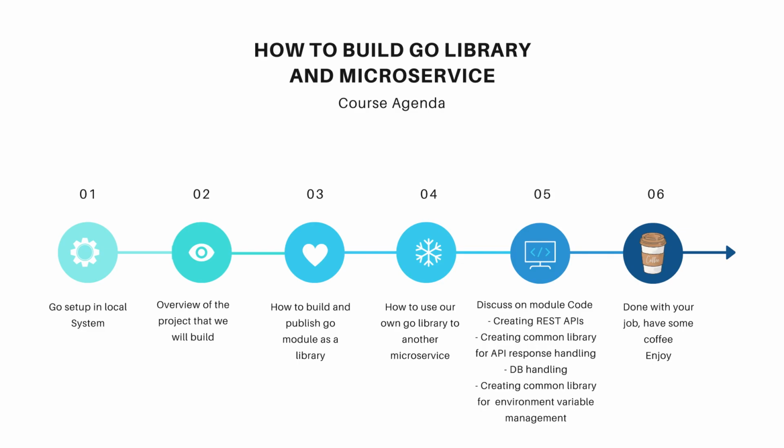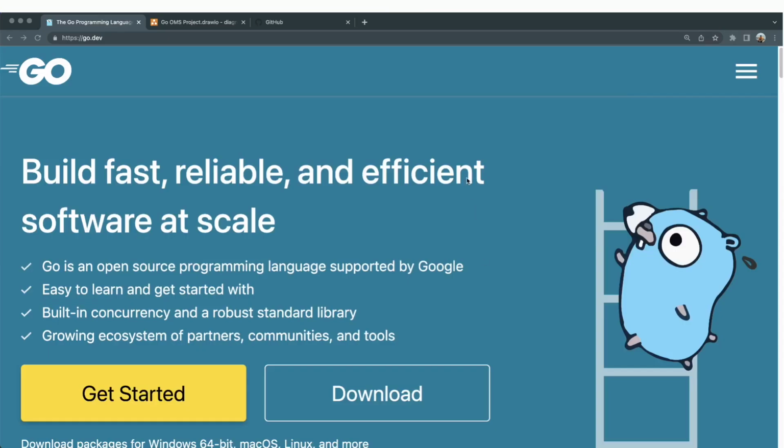First, we will focus on setting up Golang in your local system. Till now, in all the lectures, we used Go Playground for working with Go's features. Now we will set up Go in our local system and we'll work on a real life project.